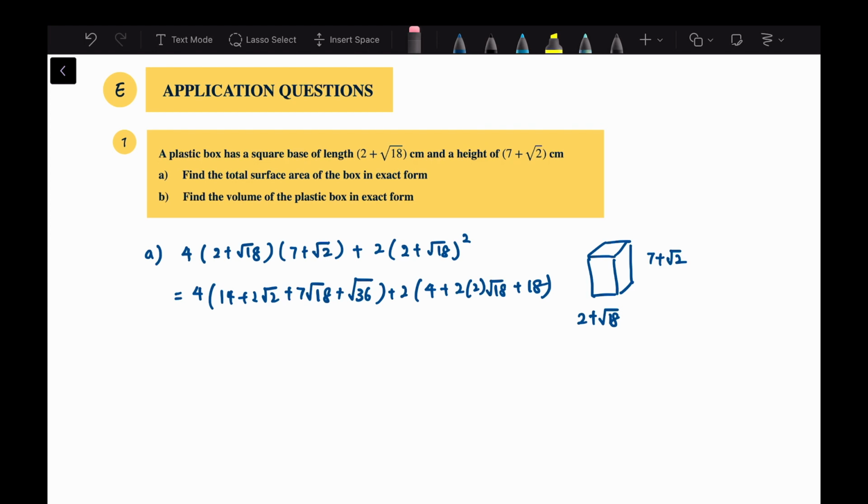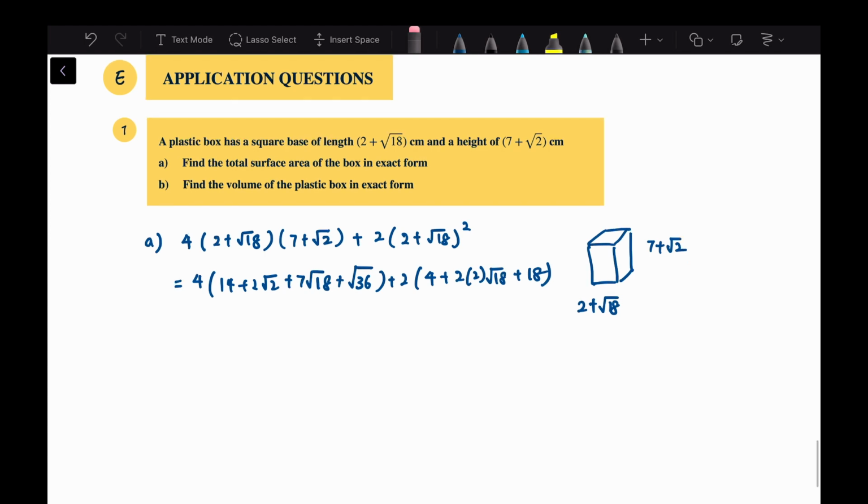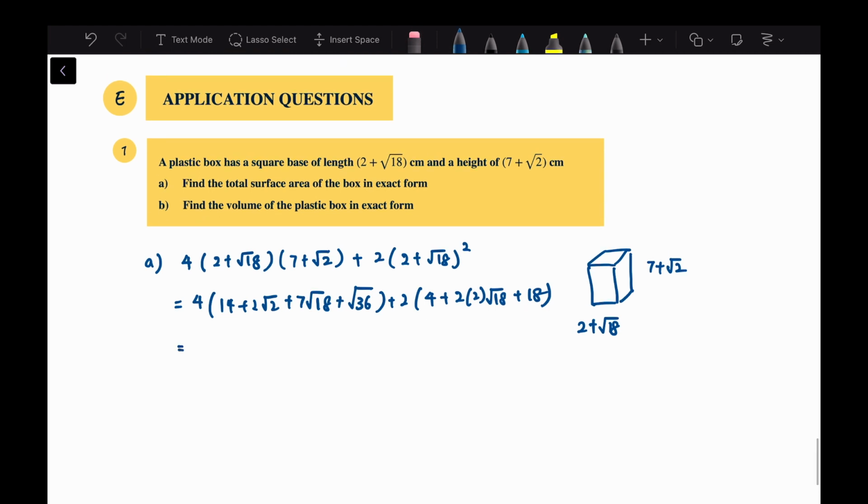So we can expand further to give us this expression. And 4 multiplied by 14 equals 56, plus 8 root 2, plus 28 root 18, plus, we're going to square root 36, which is 6, multiplied by 4 is 24, plus 8, plus 8 root 18, plus 36.